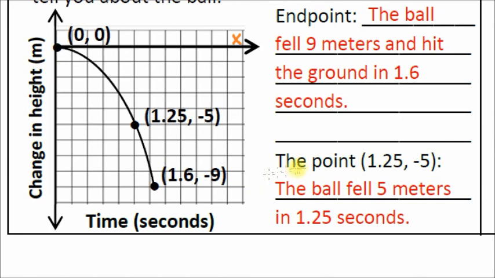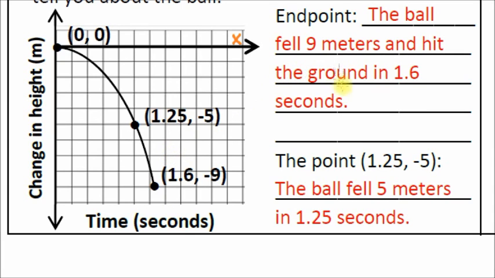And the last thing is, what does the point 1.25 comma -5 tell you? It tells you that in 1.25 seconds, the ball dropped 5 meters. So the ball fell 5 meters in 1.25 seconds. So all this data is actually given to us based on how the graph is drawn and how the x and the y axis are labeled.